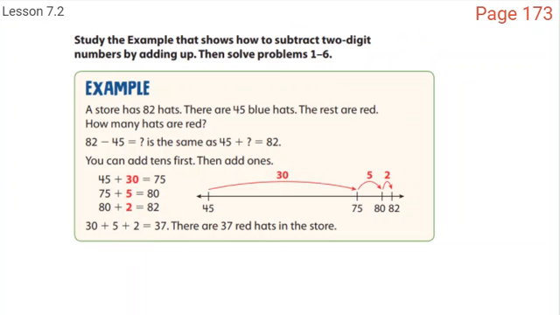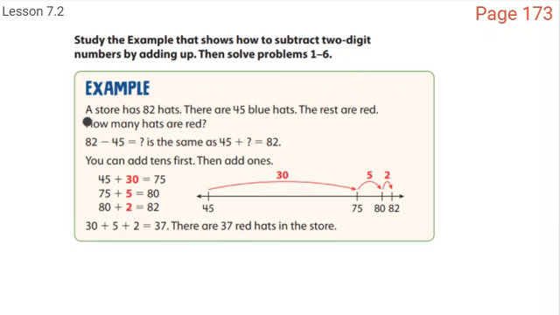Let's look at page 173. So page 173, this is your practice. And I'm going to read some of this stuff so you can understand it. So here we go. It says here, study the example that shows how to subtract two-digit numbers by adding up. Then solve problems 1 through 6.